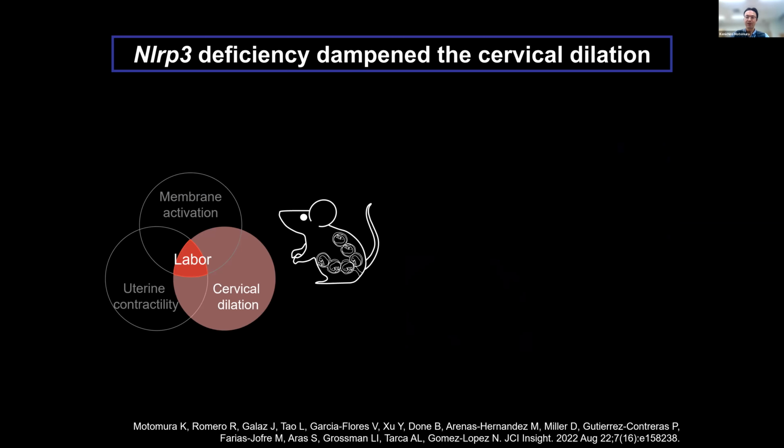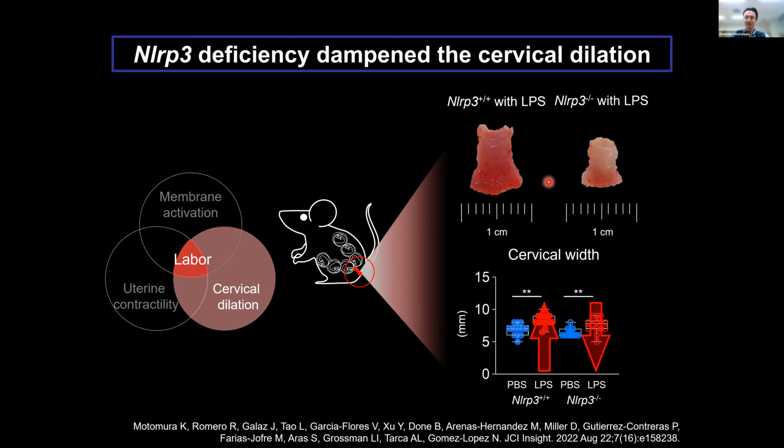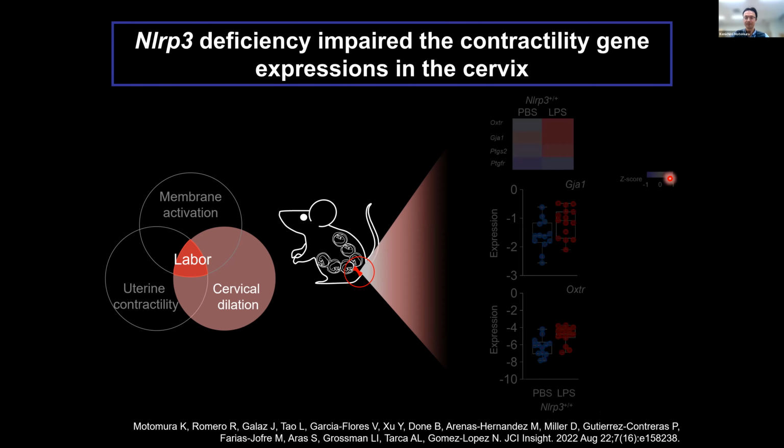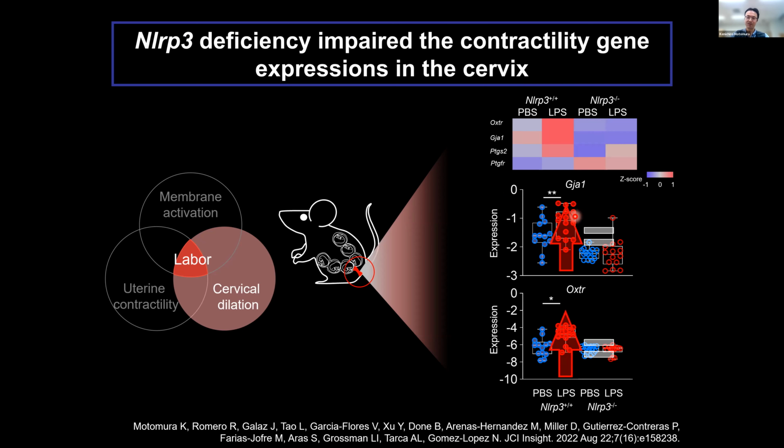Next, we evaluated the third component of the common pathway of labor, cervical dilation. We measured cervical width as a surrogate for cervical dilation and found that LPS induced cervical dilation in wild-type mice. However, such dilation was reduced in knockout mice, so we measured contractility genes in the cervix. And consistent with our uterine findings, LPS induced the upregulation of contractility gene expression in the cervix of wild-type mice, but this was not observed in knockout mice.